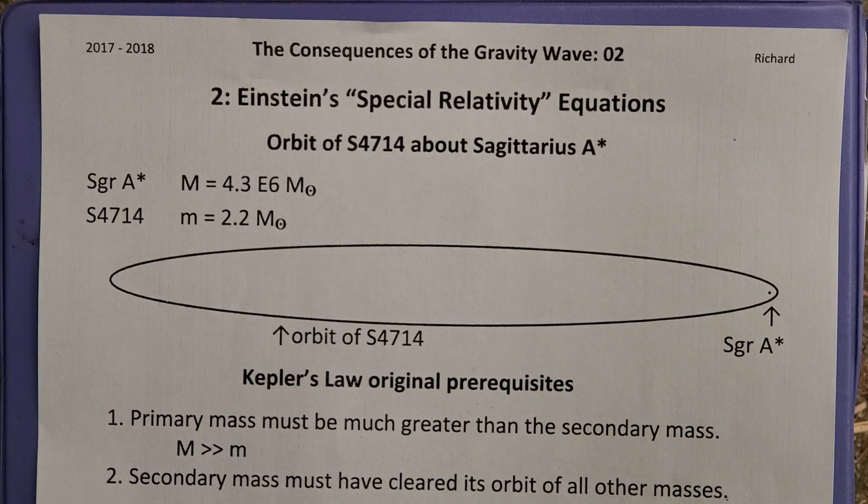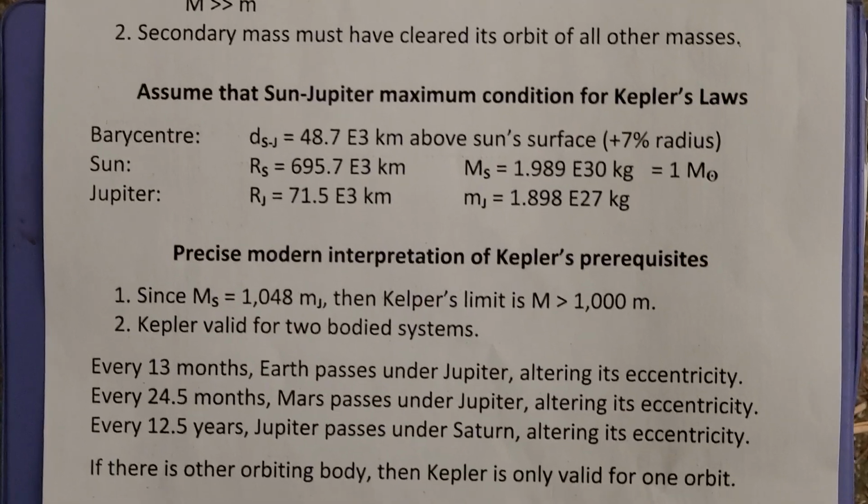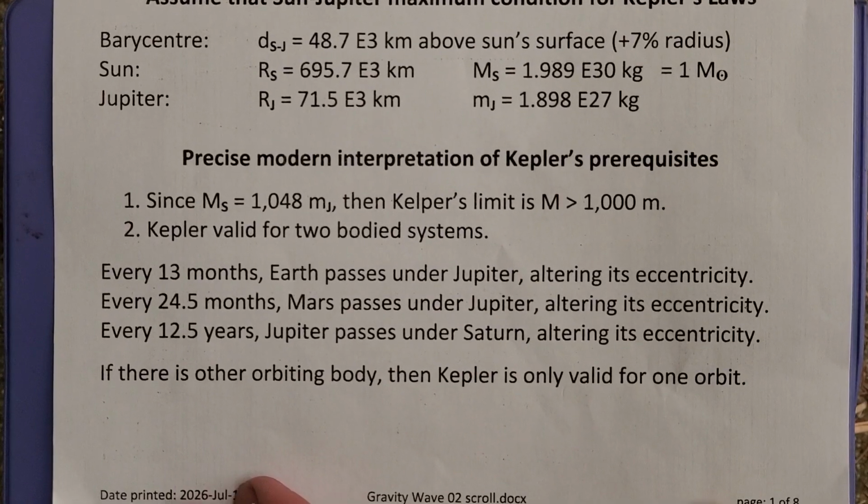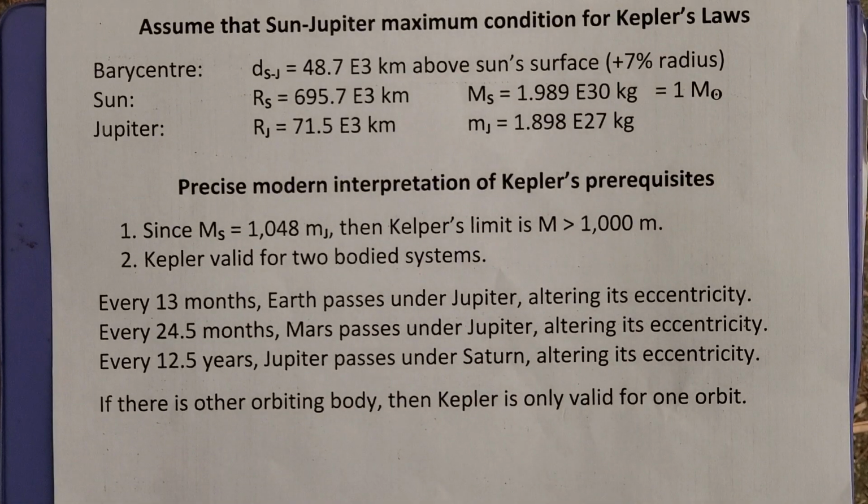Traditional prerequisites for the application of Kepler's laws are the primary mass must be much larger than the secondary mass, and the orbiting object must have cleared its orbit of all other objects. The difference between Kepler and Newton is that the secondary body describes an elliptical orbit around one of the foci by the primary where the primary body sits, while with Newton, the primary and secondary bodies co-orbit about their common barycenter, which sits on the focal point.